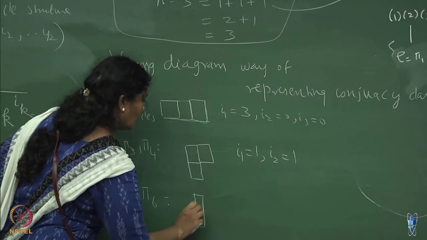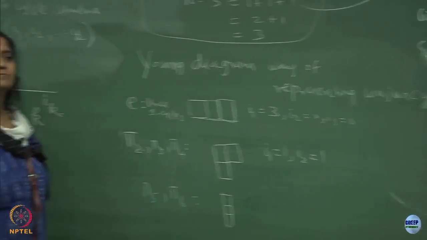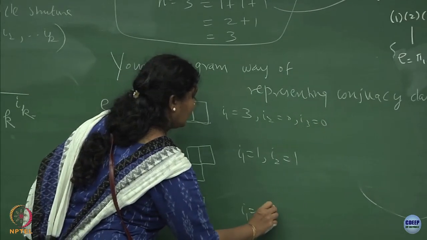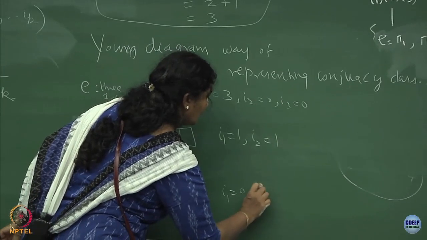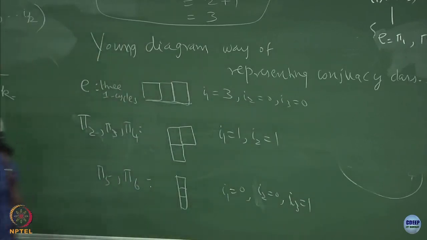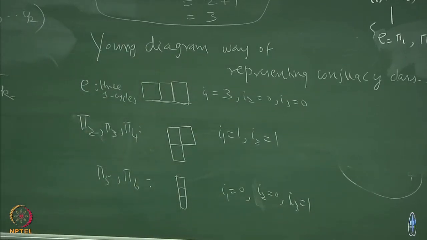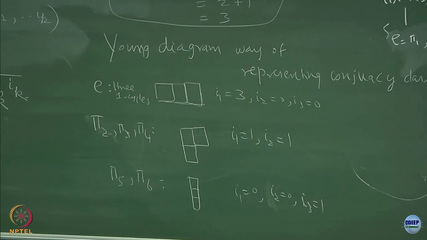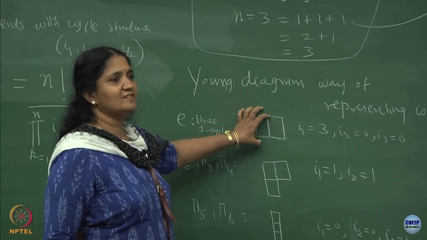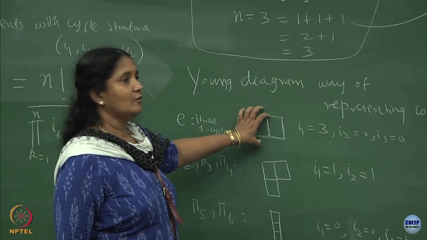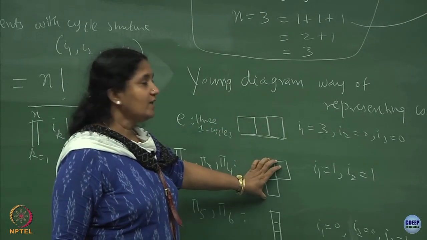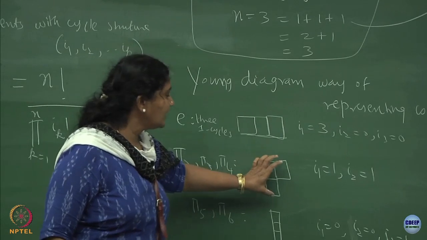One vertical, three boxes, that is it. So, this is I 1 is 0, I 2 is 0, I 3 is 1. Are you all with me? So, each diagram is a conjugacy class. This conjugacy class has only one element. This diagram is another conjugacy class, but it has three elements.